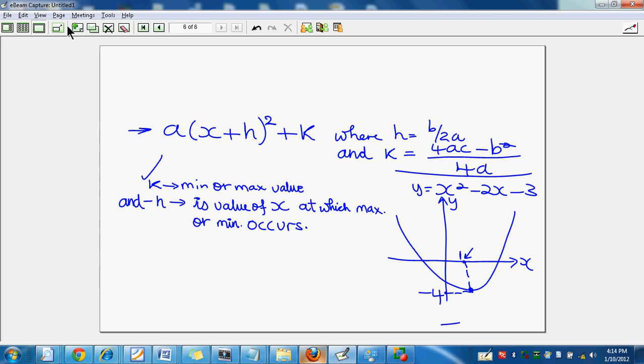So the minimum point in this particular function would be: minus 4 is the minimum value, and the value of x at which it occurs is 1. So the minimum point is (1, minus 4). Meaning, starting here, you go 1 across and minus 4 down, and that will be the minimum point.